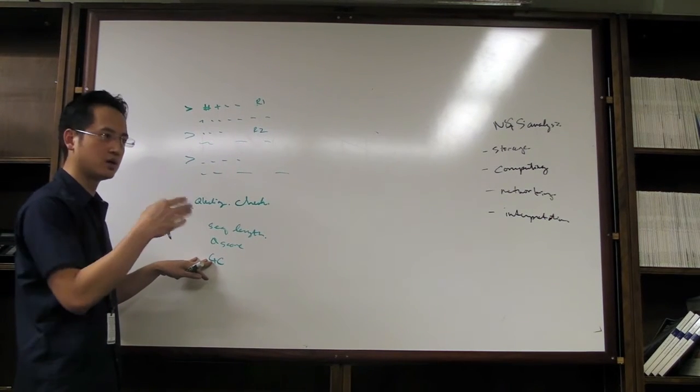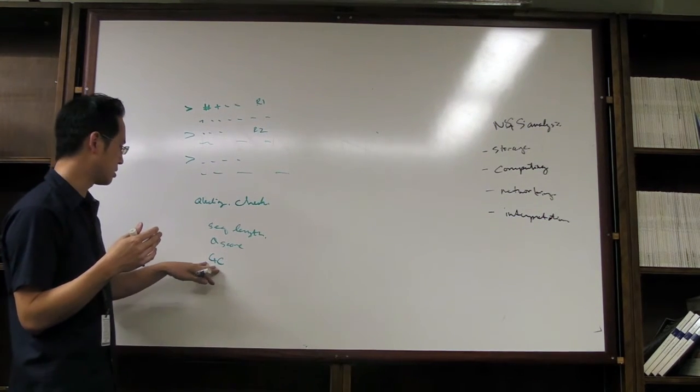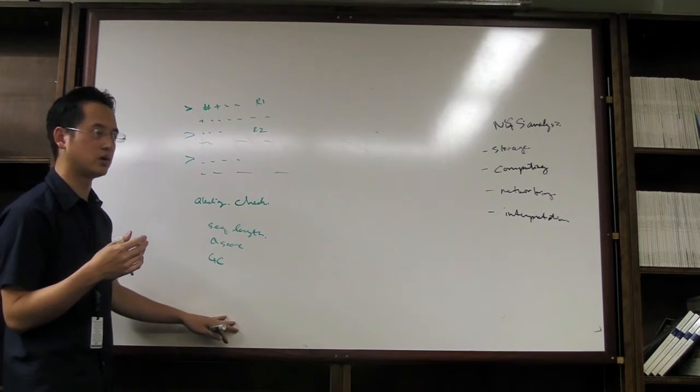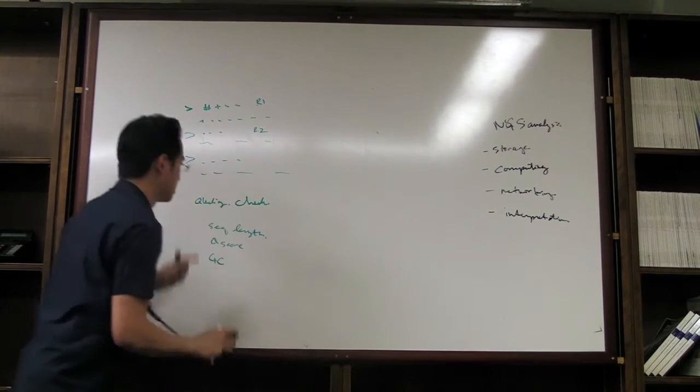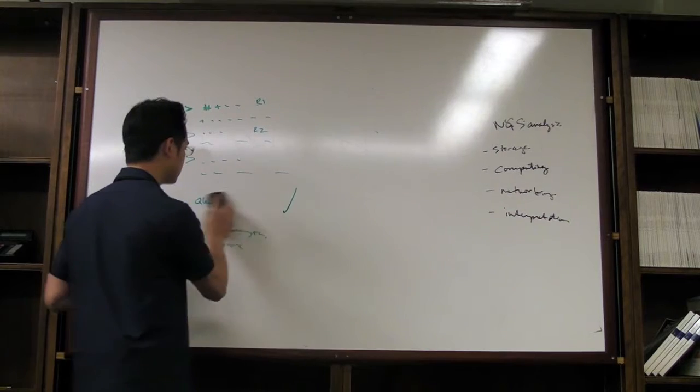Am I always sequencing a certain thing, GC content-wise? And that's what that's for. And there are other metrics as well that I won't get into. So let's say you pass the quality check.